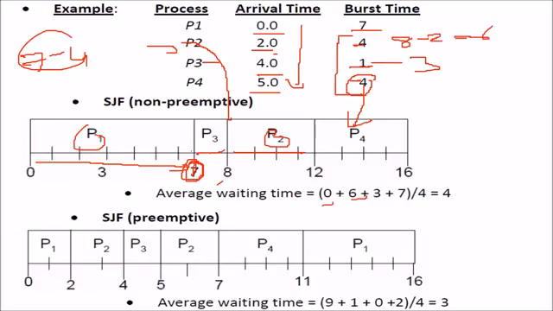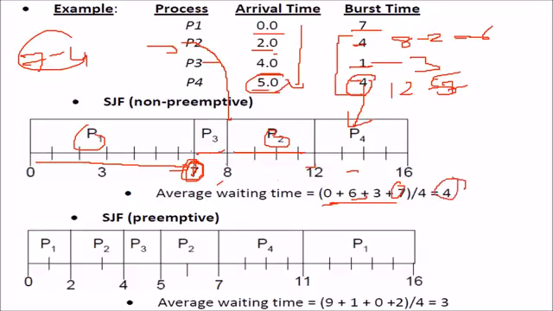How about P4? P4 has arrived at 5. P4 was taken at 12. So you have to subtract 12 minus 5, and you get 7. These are all the waiting times, because you have to subtract the arrival time also. So 0 plus 6 plus 3 plus 7 by 4 is 4. This is the average waiting time.